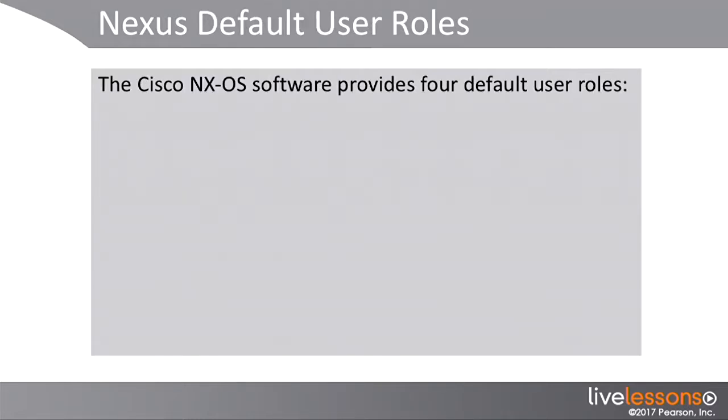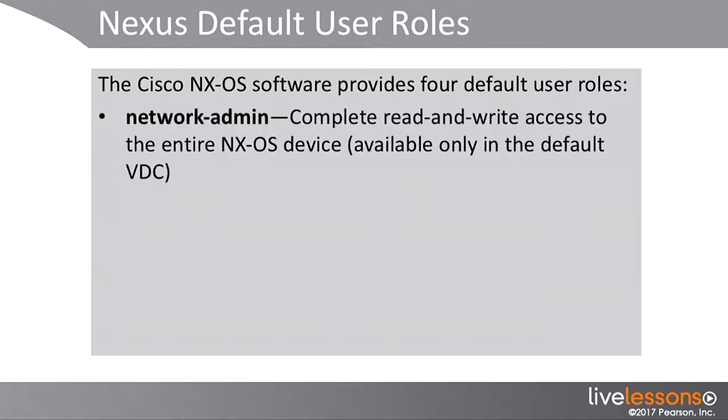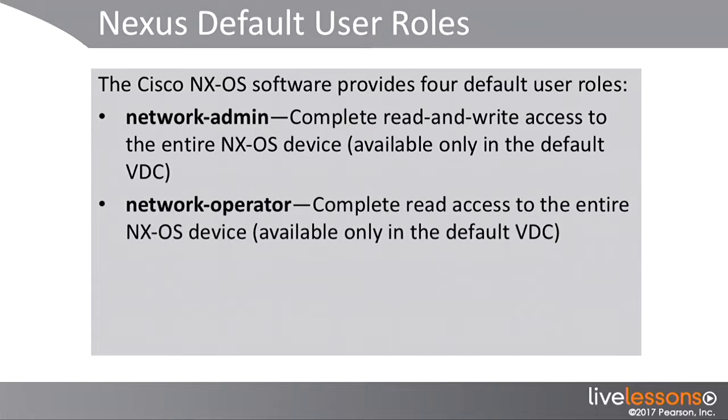By default, NX-OS comes out of the box with 4 predefined user roles. The first one is Network Admin, who has complete read and write access to the entire Nexus device. The second one is the Network Operator, which has complete read access, notice I didn't say write, to the entire Nexus device.